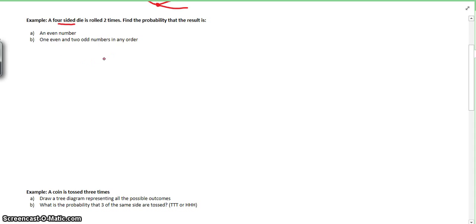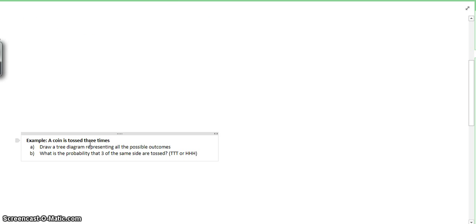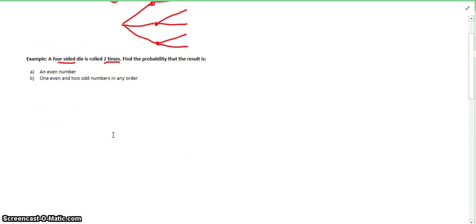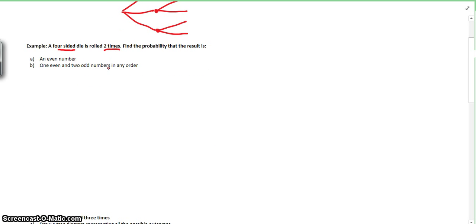Without even reading the question first, what I'd like everyone to make sure they do is look at how many times the event is repeating itself. In this example, the event is repeating itself 2 times. In the next example, it is repeating itself 3 times. And in the last example, it is repeating itself 3 times again because it says 3 questions. Once we have a look at how many times it repeats itself, I want you to write down on the top first roll, or first time if you really have to.